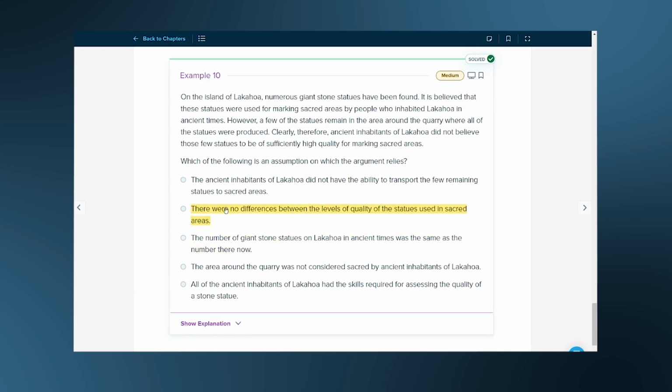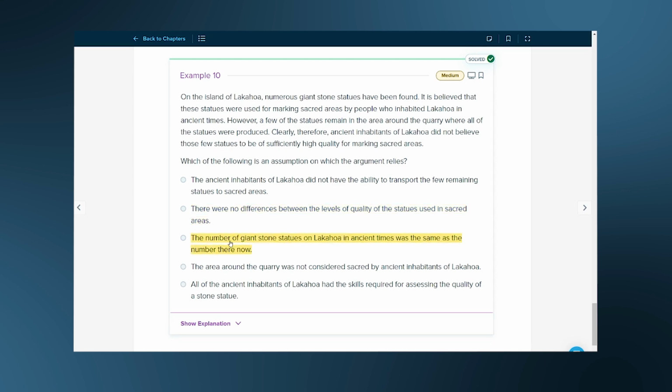B, there were no differences between the levels of quality of the statues used in sacred areas. This one is closer to an assumption that the author could be making, but it doesn't work because it's too vague. If all of the statues at the sacred areas are like 8 to 10 out of 10, these ones could still be 6s and the argument could still work.